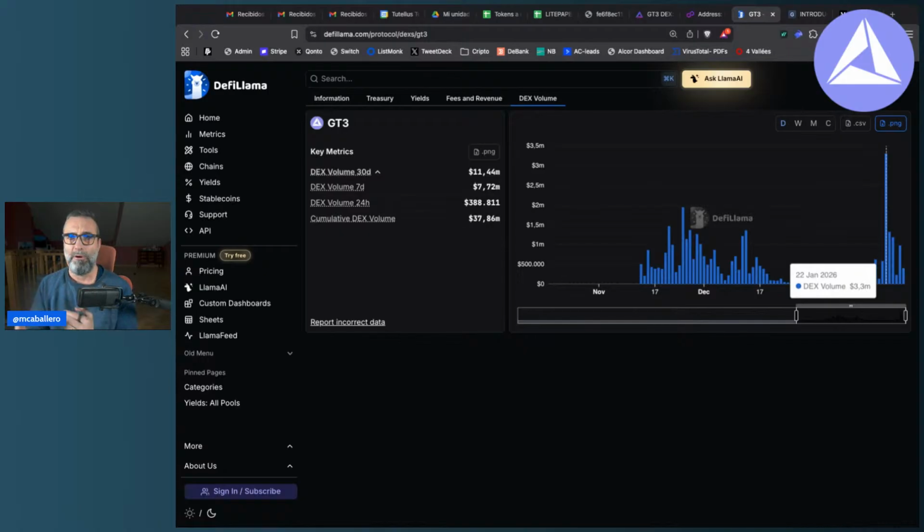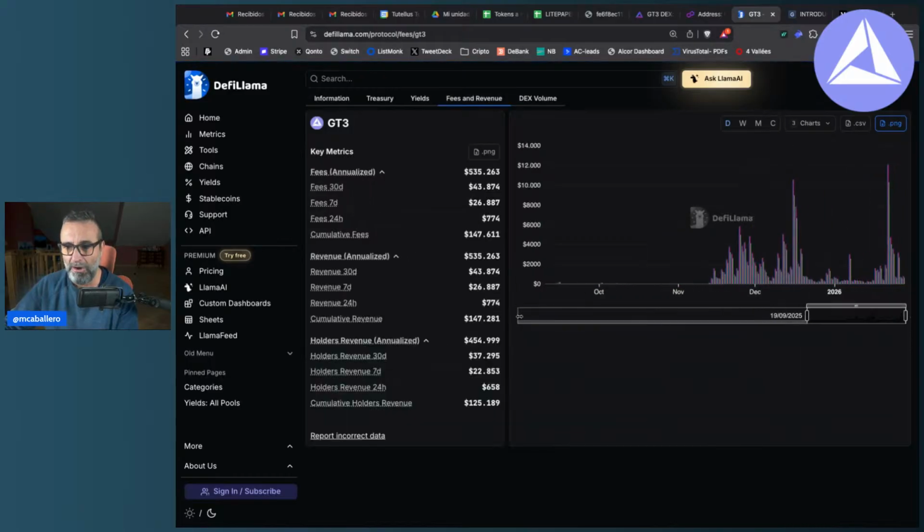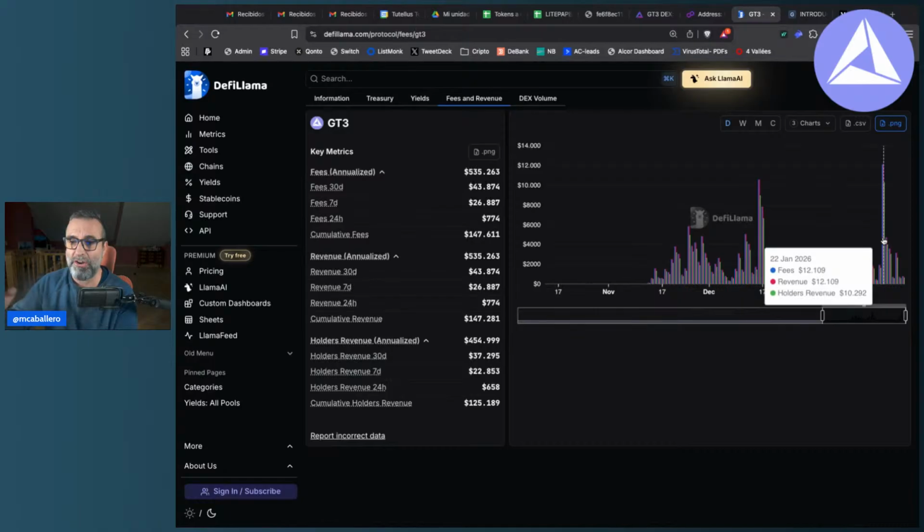I mean, people swapping tokens between pools. So this day we generated $12,000 in revenues, and we share $10,000. 85% of this money is shared between GT3 lockers. 15% goes to the treasury vault, okay, to be able to invest and to grow. But 85% is shared between GT3 lockers. So this is something crazy, guys.